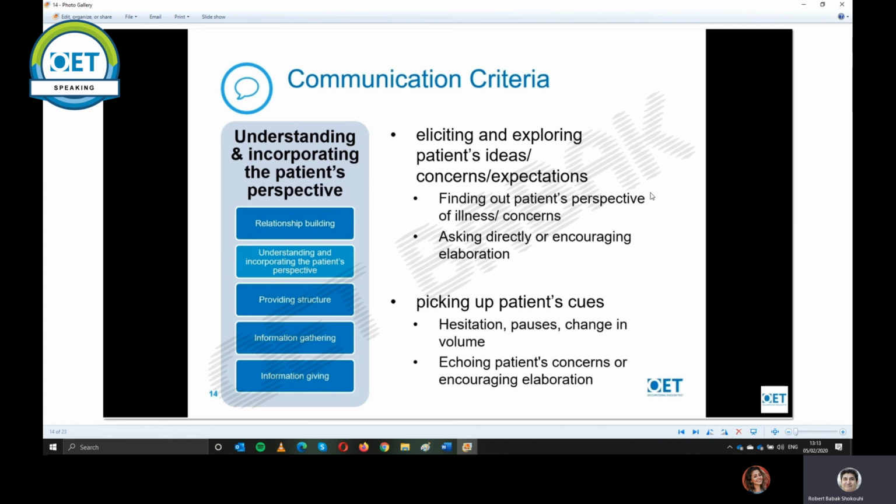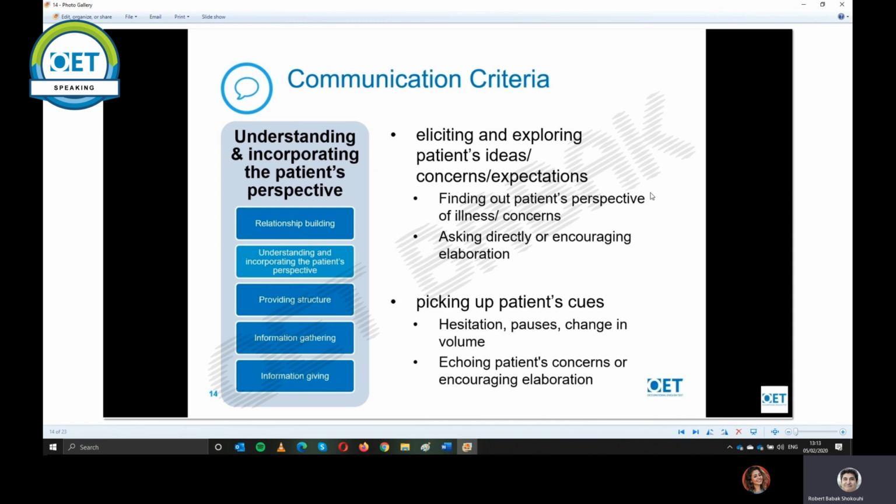So basically, they say when the patient comes to you, they have a problem. This problem is either an idea they have, something they think, or a worry or concern, or they want something, they have an expectation. That's what we need to find. We need to know what is the patient's idea, what they're worried about, and what they want.